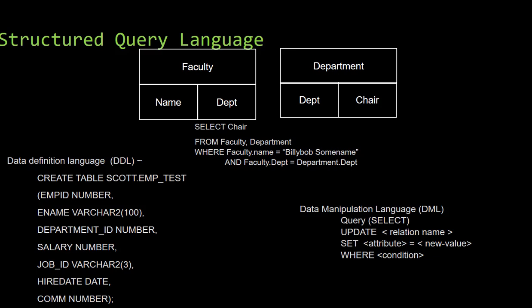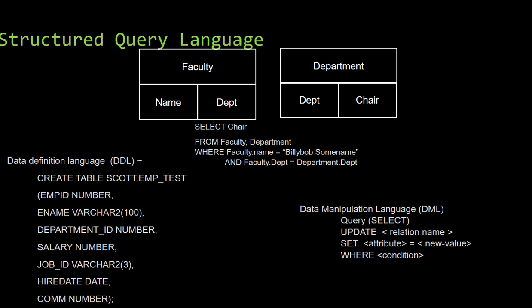Same thing with the department table. You can see we have a department code and we have the chair. So this is information where we know what kind of data it is. This is very simple, so we're not defining the different data types here. But if I want to get information from tables, I can write queries.